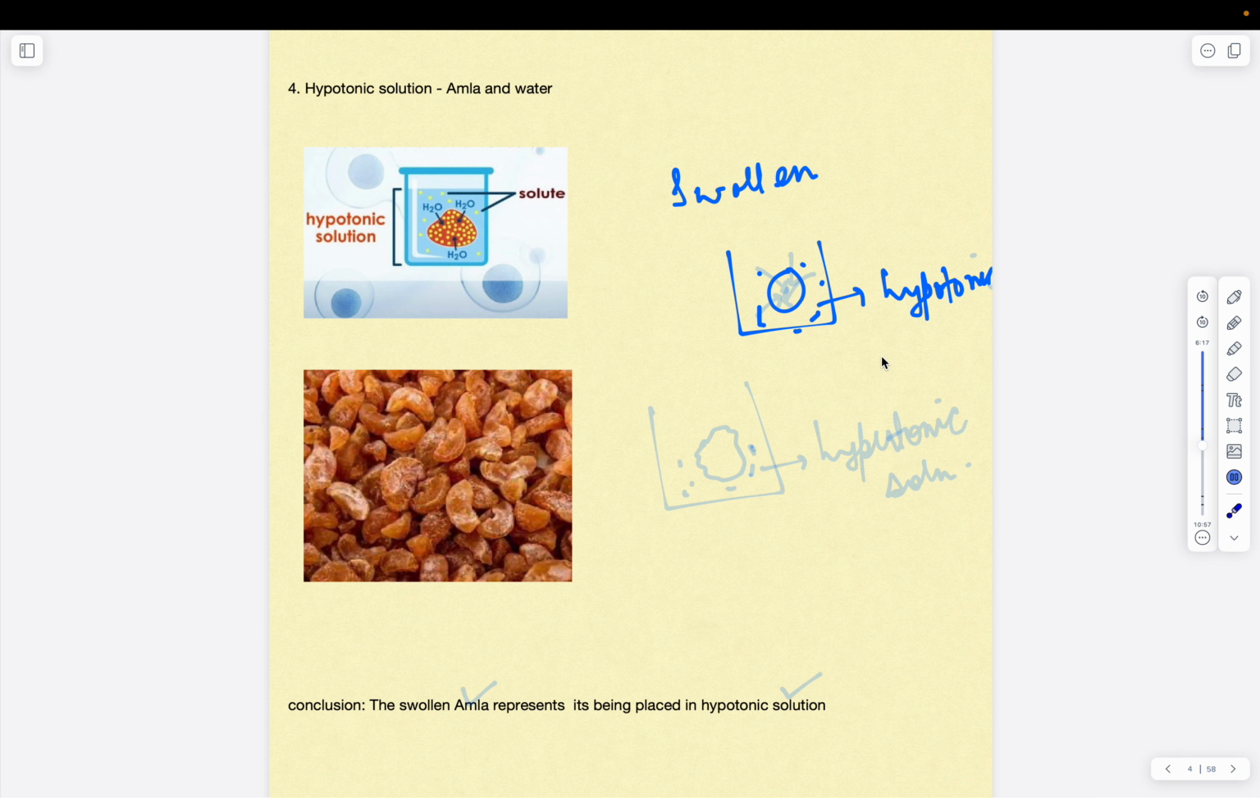right? And if the given specimen, as if it's an amla, is in a shrunken state, if its outer wall is shrunk, then it is placed in hypertonic solution. So last year a swollen amla was there, so that represents that it is being placed in hypotonic solution, because only in case of a hypotonic medium the water will enter from outside to inside of the amla.